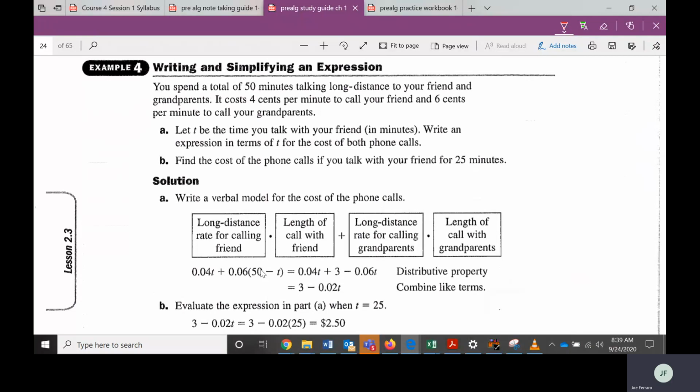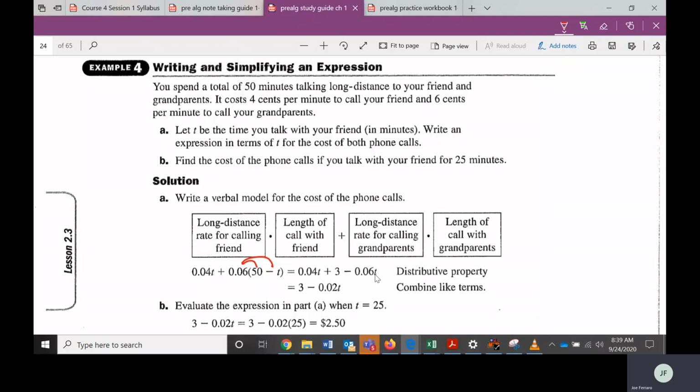And the way we got that is we took the 50 minus whatever we talked to our friends. So if I said we talked 20 minutes to our friends, we would take 50 minus 20 and you get 30. So that's the amount of time you're talking to your grandparents. So now the reason they're just going over this is to simplify this. You have to use distributive property. So they go 0.06 times 50, which is 3. And then we get 0.06 times a minus T would be a minus 0.06 T.